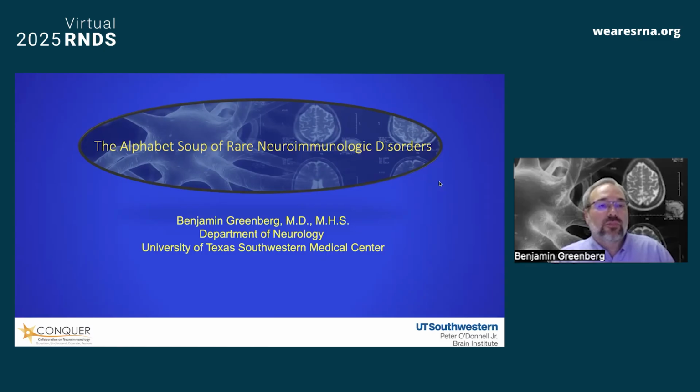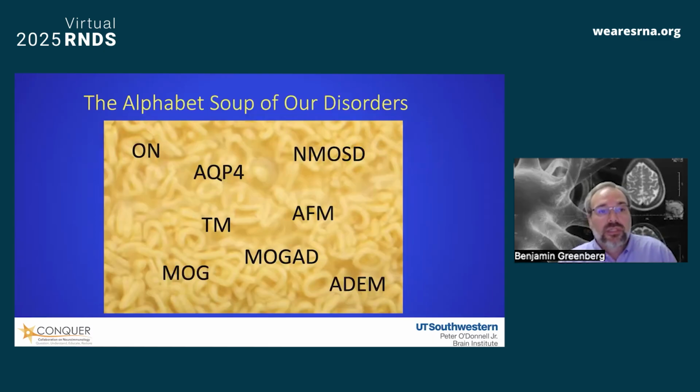Hello, my name is Dr. Benjamin Greenberg. I'm a professor of neurology at the University of Texas Southwestern, where I lead our transverse myelitis program and rare neuroimmunologic disorders programs. And I'm happy to be talking with everybody today about an introduction to these disorders that I refer to as the alphabet soup of rare neuroimmunologic disorders.